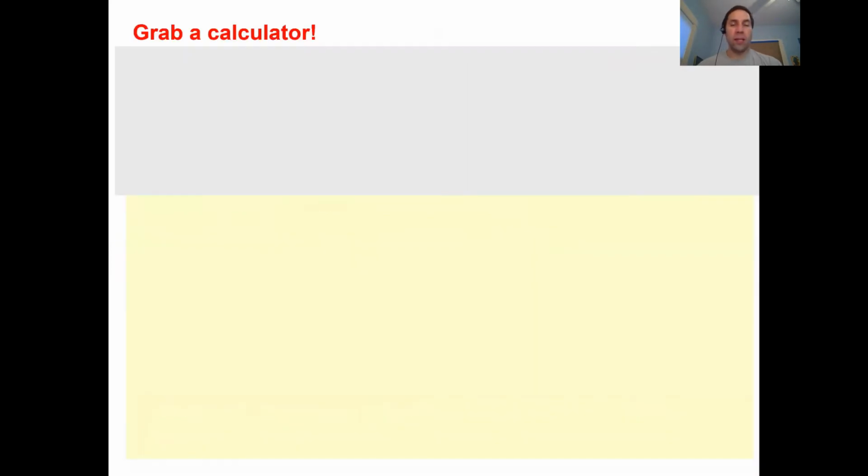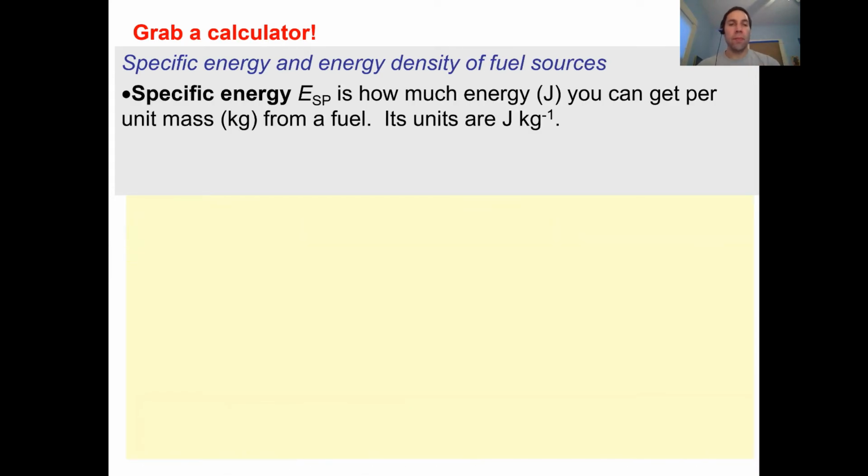Now go ahead and grab a calculator if you don't have one yet, because we want to do a little calculation here based on two concepts. There are two important concepts here: specific energy and energy density. For each of the fuel sources I just mentioned, coal, nuclear, et cetera, they have what's called a specific energy and an energy density. When we talk about specific energy, that's quite simply how much energy you can get per unit mass of the fuel.